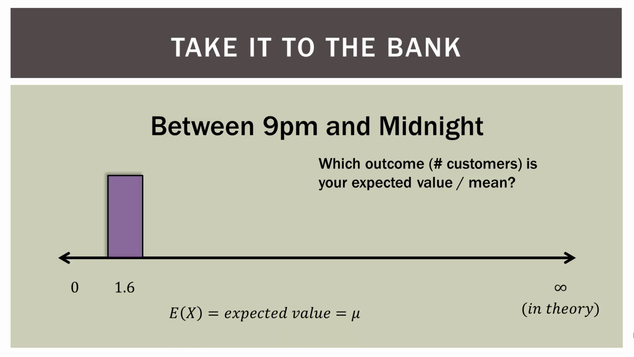Now, the thing about this is that the expected value, the mean, mu, and lambda are all the same thing. You might see them used interchangeably in formulas, but in this case, they all mean the same thing. So 1.6 is what we would expect during any 10-minute interval.